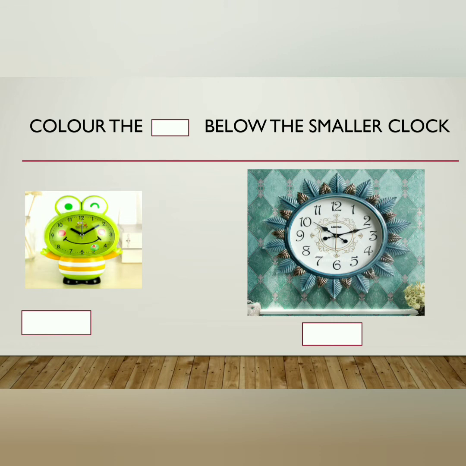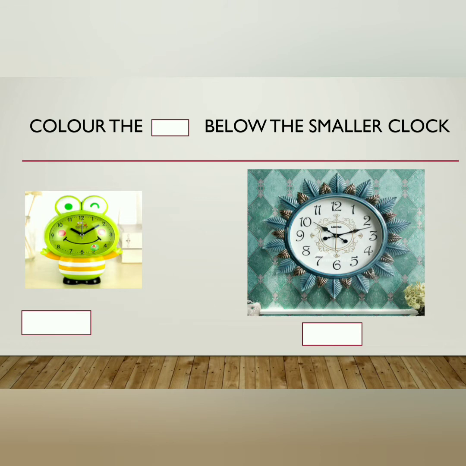Now see me, which one has the smaller clock? First picture. So let's color the box below the smaller clock. Yes, start coloring. Very good. Color the box below the picture of the smaller clock. Yes, color, all of you. Wow, very good, very nice.